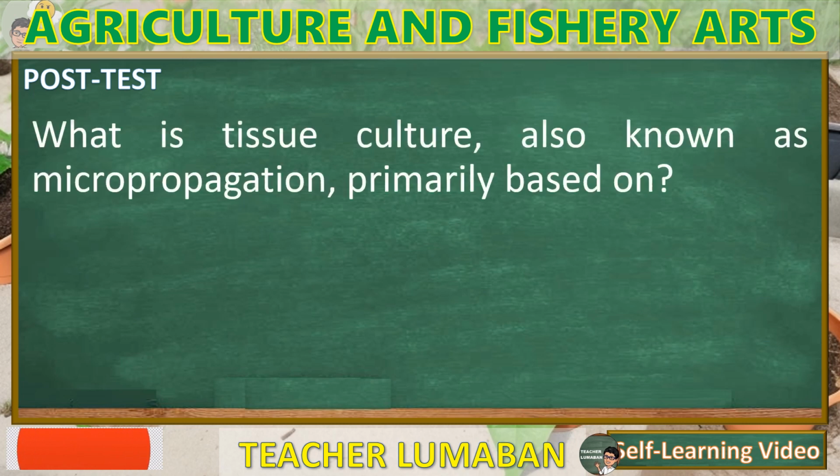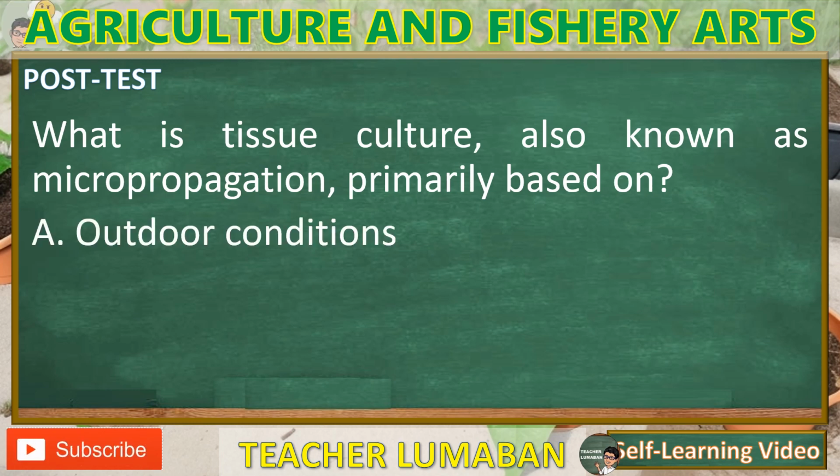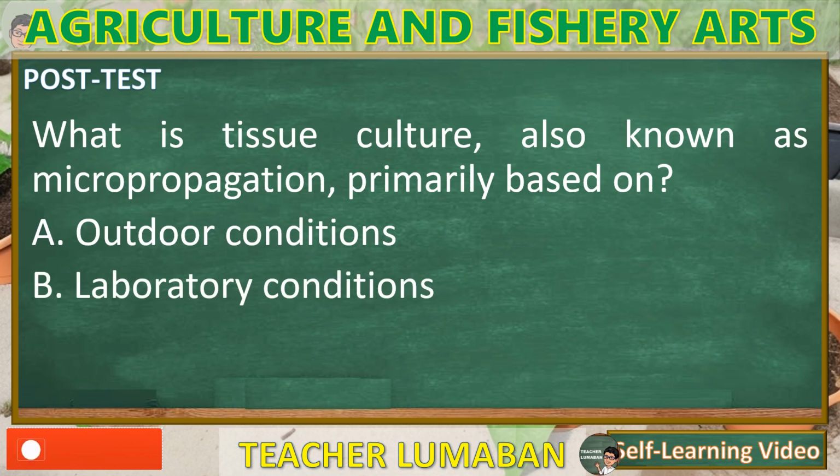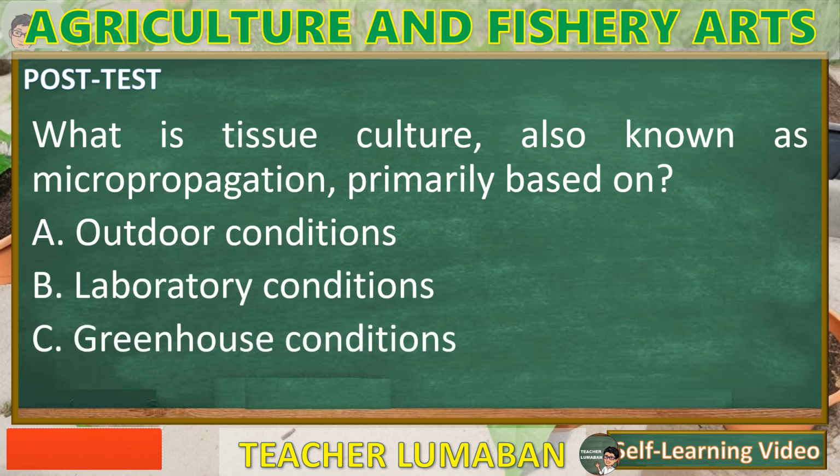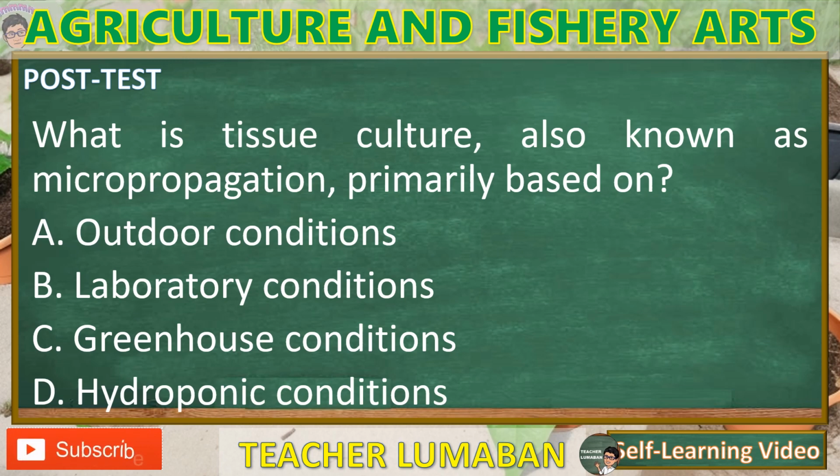What is tissue culture, also known as micropropagation, primarily based on? A. Outdoor conditions. B. Laboratory conditions. C. Greenhouse conditions. D. Hydroponic conditions.